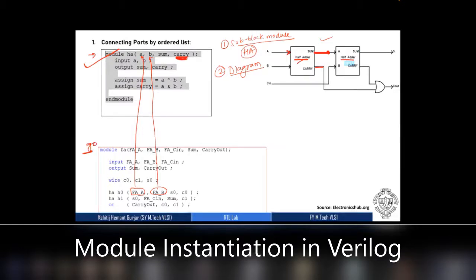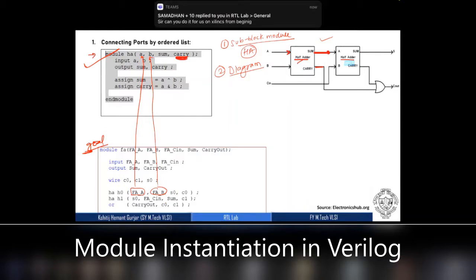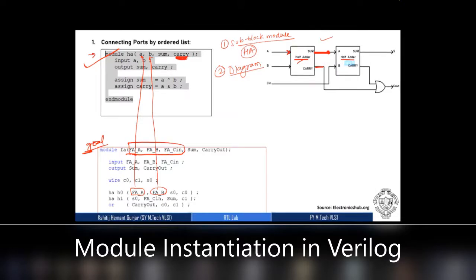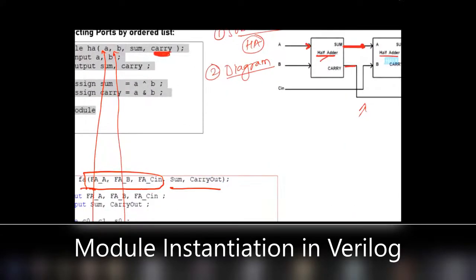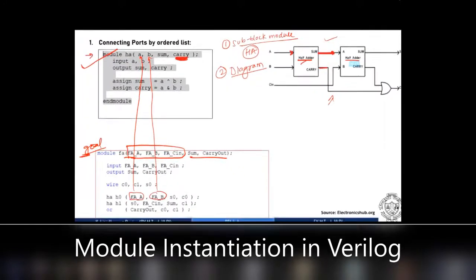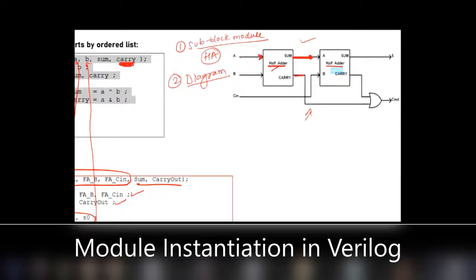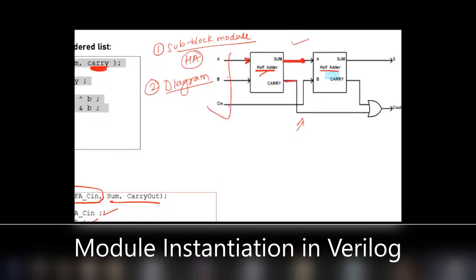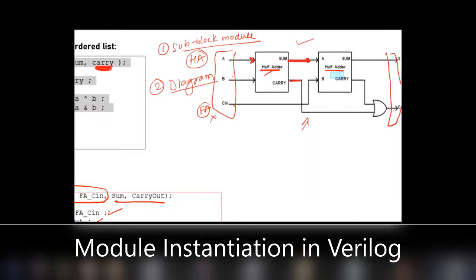Your goal is to write a full adder. What ports does the full adder have? Three inputs, A, B and C in, and these two outputs. Now you have to see in the diagram how the ports are being connected. Input and output we have done. About wires, how many wires do you need? A, B, C in, S and C out are ports of the full adder that you can access externally, so we don't need wires for them.